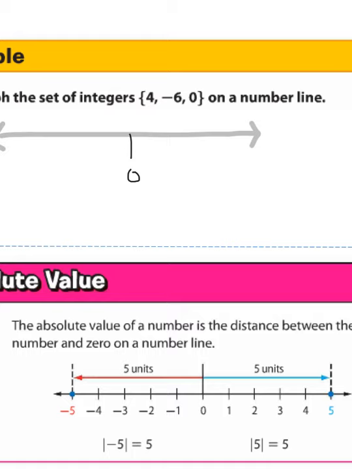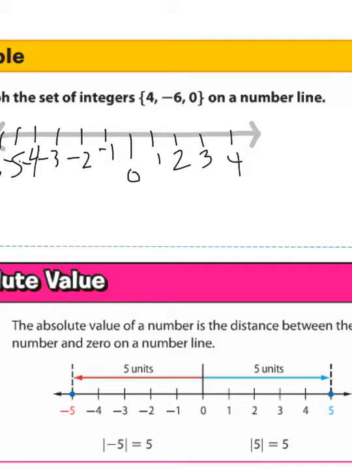The numbers to the left we know are negative values. So this would be -1, then we have -2, -3, -4, -5, and of course, -6. Then we have our positive numbers going towards the right. So this would be +1, +2, +3, +4.